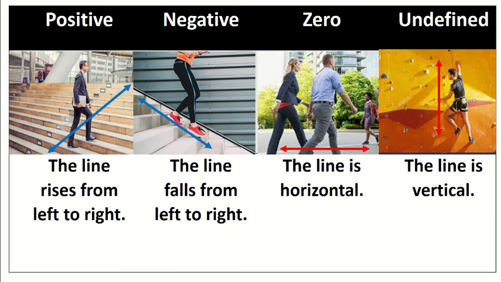At this juncture, we are now to identify the different kinds of slope depending on the direction. So we have four types of slope. We have the positive, the negative, zero, and undefined slope. To identify if your line is a positive slope, make sure that your line rises from left to right.